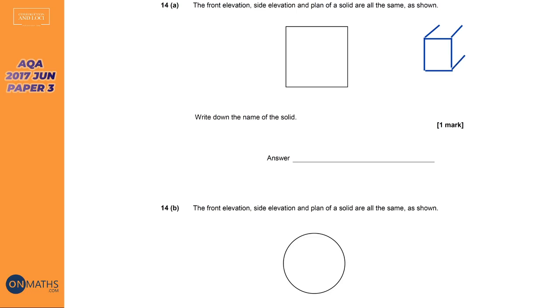This shape here would have a square front elevation, which is this one. So if you looked at it straight on, it would be square. If you looked at it on the side, it would be square. If you looked at it directly from above, it would also be square. And that shape is a cube.